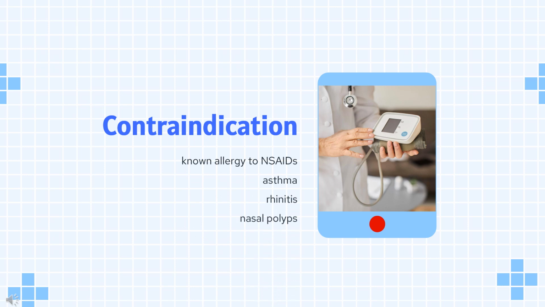Contraindication. Aspirin is contraindicated in patients with known allergy to NSAIDs and in patients with asthma, rhinitis, and nasal polyps. It may cause anaphylaxis, laryngeal edema, severe urticaria, angioedema, or bronchospasm, asthma.